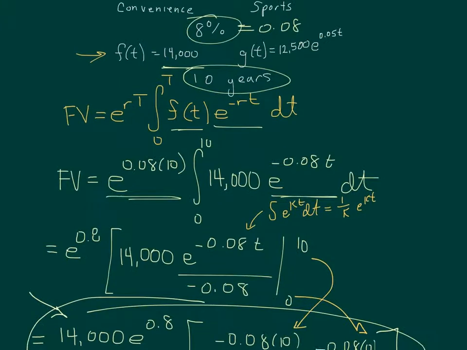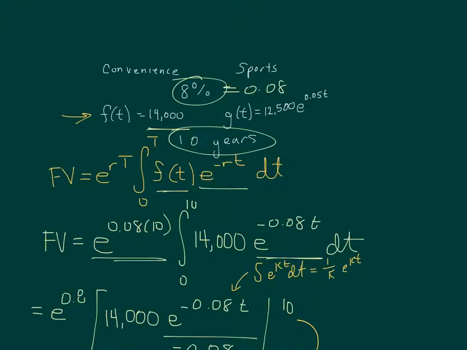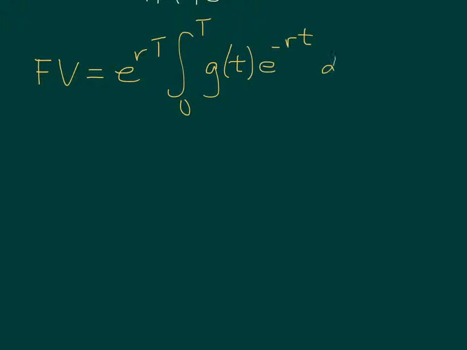The sports store, if you remember up here, gives this function, which is what's going to be plugged into my formula. This one just gets a little weird, so I'm going to rewrite my formula again just so you can see where everything's going. 0 to t, f of t, or in this case the sports store was g of t, e to the minus rt dt. The reason this is weird is because my g of t already has an e in it, and that normally throws students off.